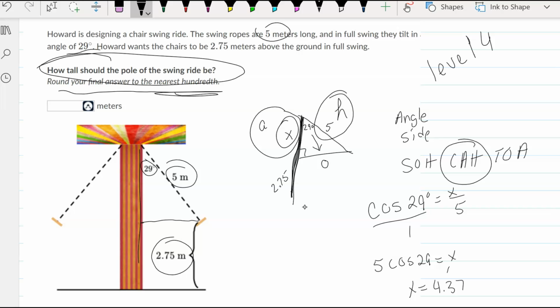How much does it need to say to round your final answer to the nearest hundredth? This is tenths, hundredths. 4.37. The next one is 3. So that means I can just cross it off. 4.37. But remember, I need to add it to the 2.75. That gives 7.12 meters. We'll type that in here.